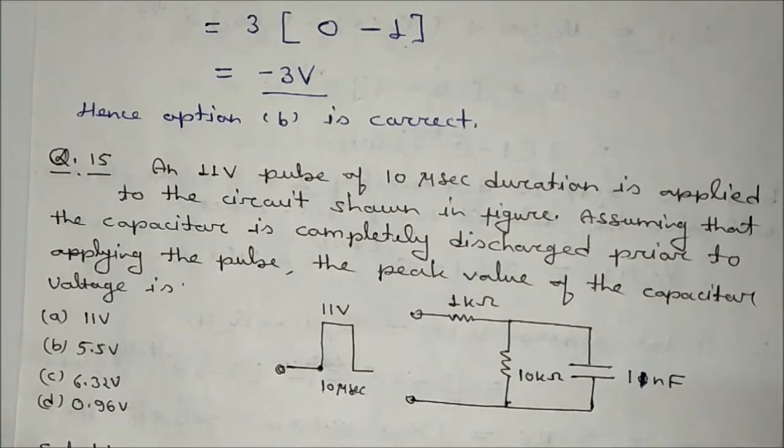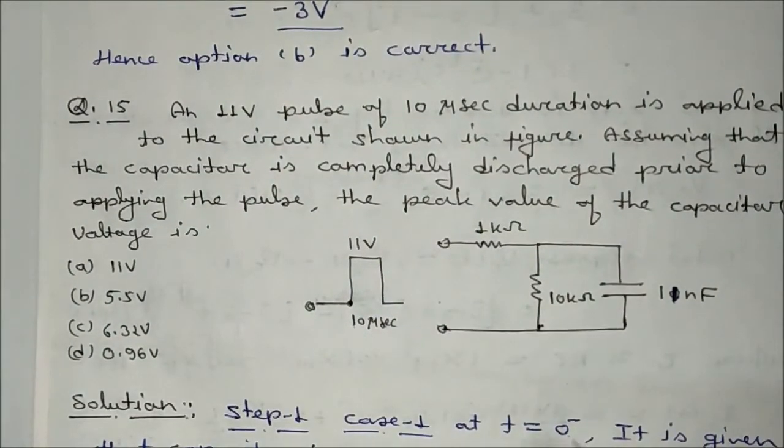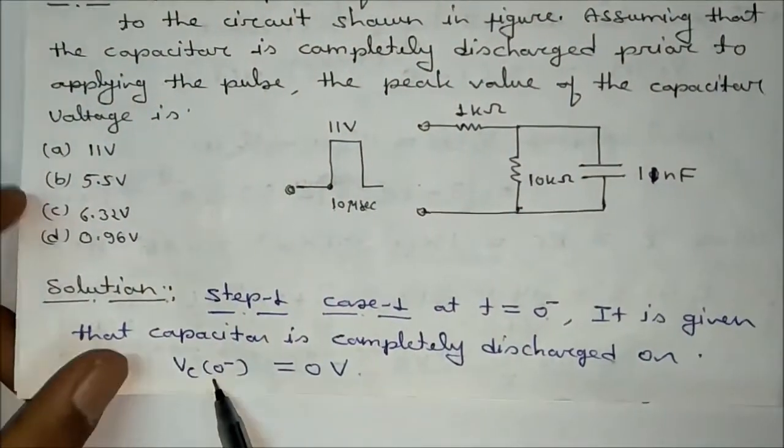Okay, so if we want to find the capacitor voltage, the steps are what? First step, at t equal to 0 minus, it is given that the capacitor is completely discharged. If it is completely discharged, that means what is the value of Vc0 minus?